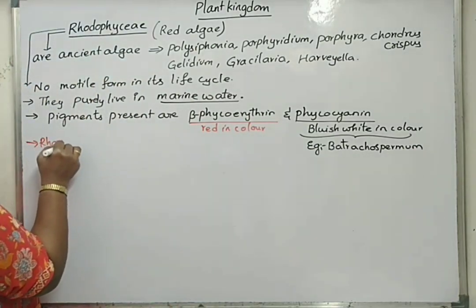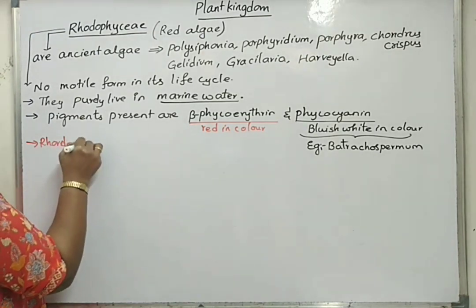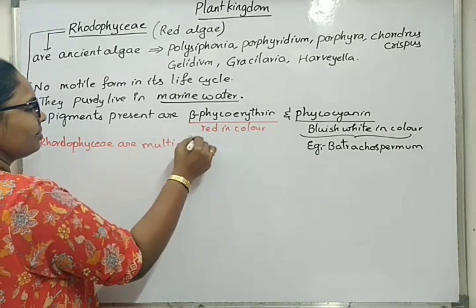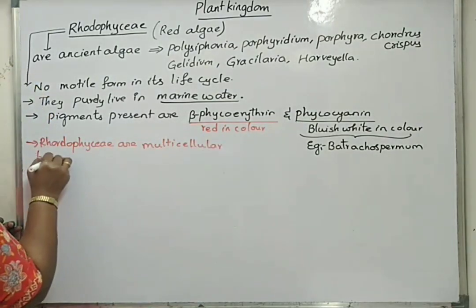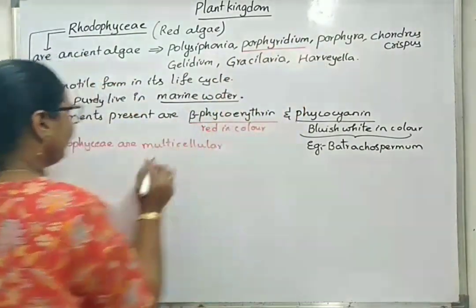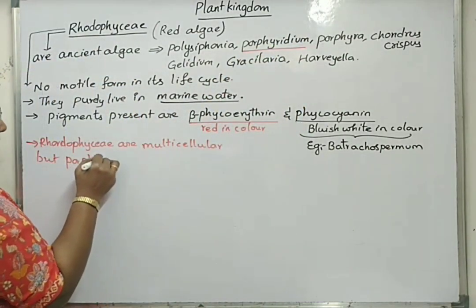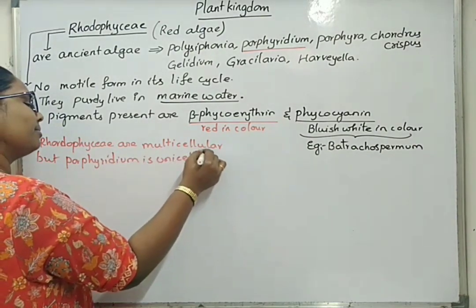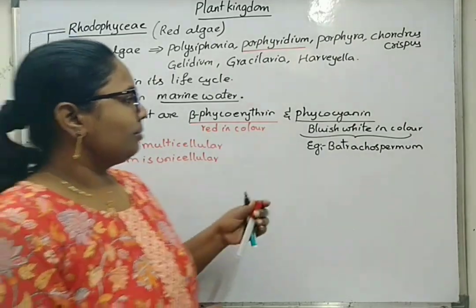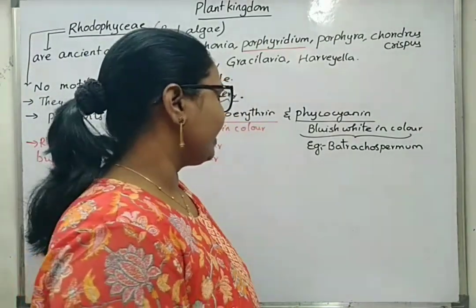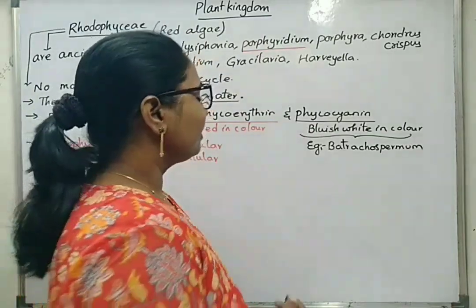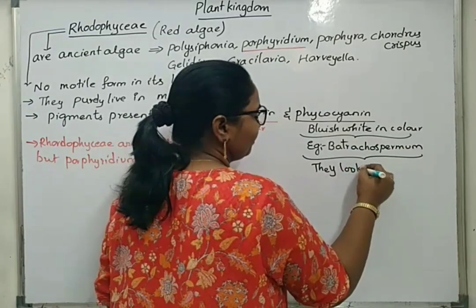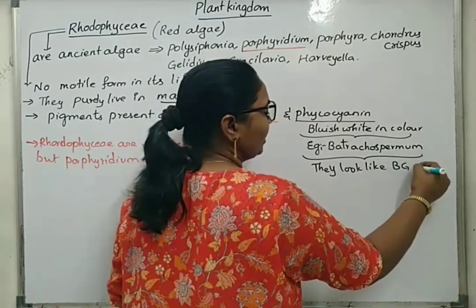Rhodophyceae members are multicellular, but Porphyridium is unicellular. Because of the bluish white color of Batrachospermum, it looks like blue-green algae.